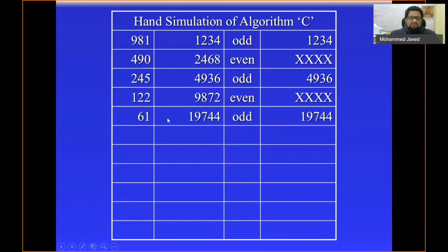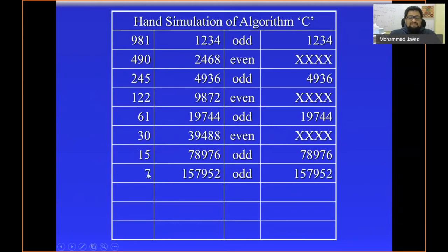Similarly, 61, 19744, it is odd. Yes, you retain this. Similarly, 30 and this 39488, it is even. Strike it off. Similarly, move forward and I get 15 here, 78976. It is odd column. Retain this one. Further, I get 7. And here I double it, and this is odd, so I will retain this.